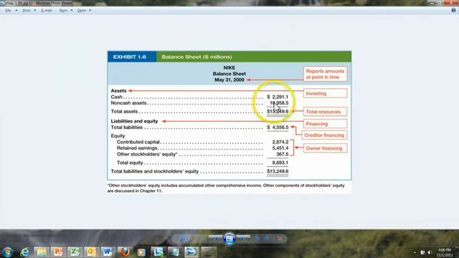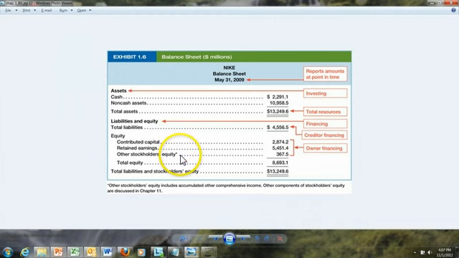So for example, cash is not $2,291, but instead is actually $2,291,000,000 since we are adding 6 zeros. Notice the two types of financing. We have creditor financing in the form of liabilities, which are legal obligations to repay, and we have the sources of owner financing through contributed capital, retained earnings, and stockholders' equity.